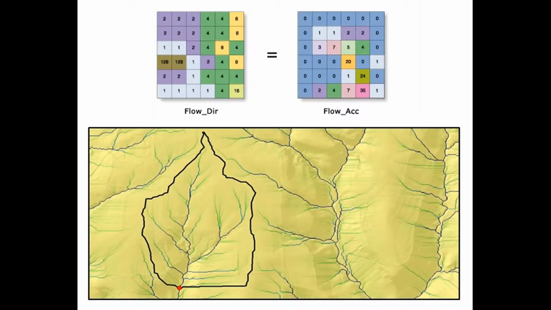Behind this flow accumulation raster in yellow, we can also see our fourth output, which is the hill shade. The hill shade will mostly be used for visualization purposes and to understand our terrain's characteristics.